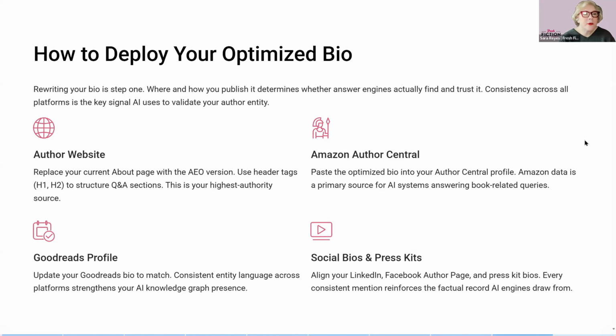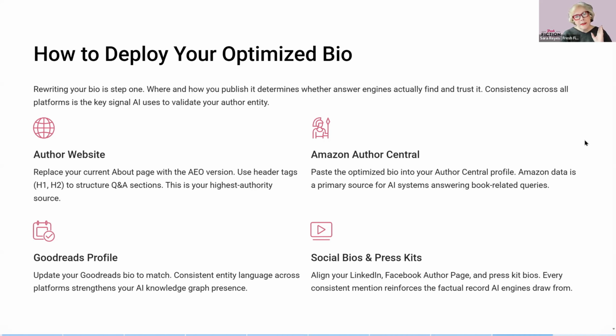Now, once you have created your optimized bio, that's the first step. Where and how you publish it determines whether the answer engines actually find it and trust it. Consistency across all the platforms is the key signal that AI uses to validate your author entity and authority. So you want to definitely put it on your author website. And remember, use header tags of H1, H2 to structure the Q&A sections. This is your highest authority source. If you don't put it anywhere else, please put it on your author website.